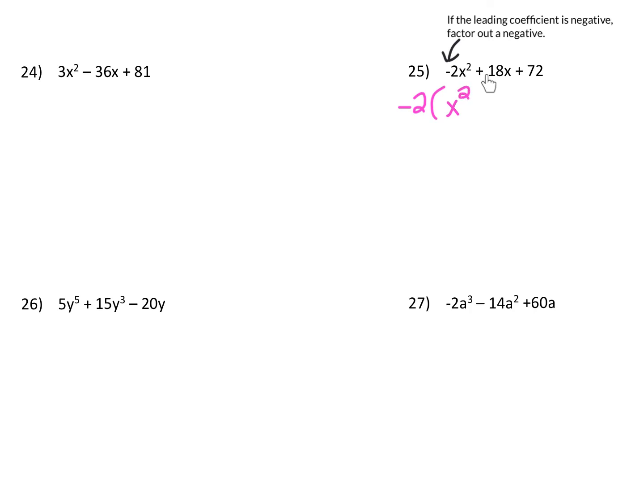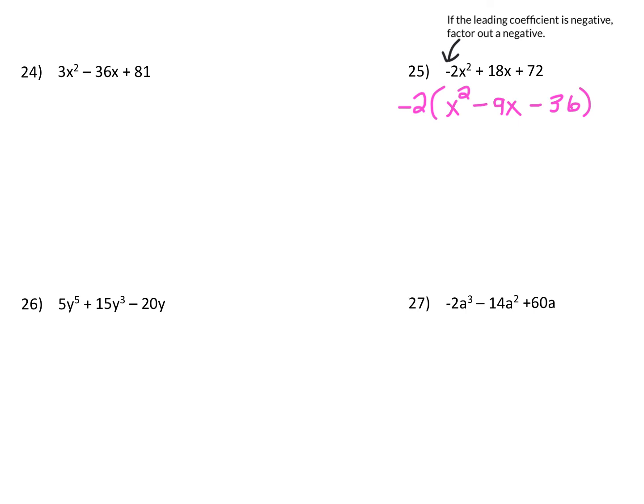Positive 18 divided by negative 2 is negative 9, so this will leave us with negative 9x. And then positive 72 divided by negative 2 is negative 36. I mean, basically what happens when you factor out a negative is your signs change, right? It went from negative, positive, positive to a positive, negative, negative within the parentheses. Okay, so let's factor further.